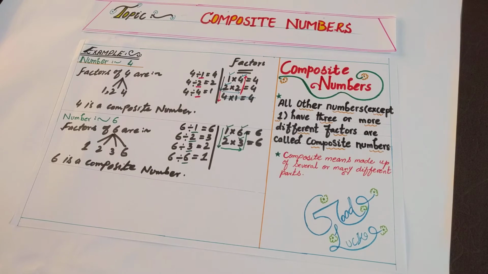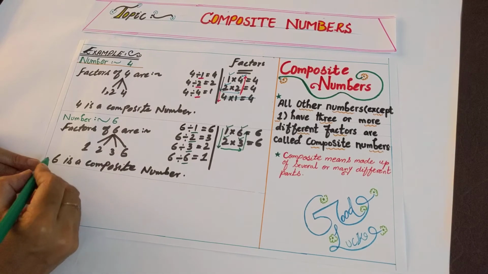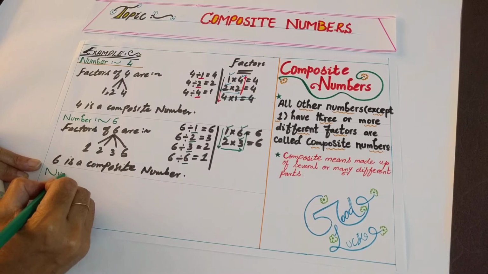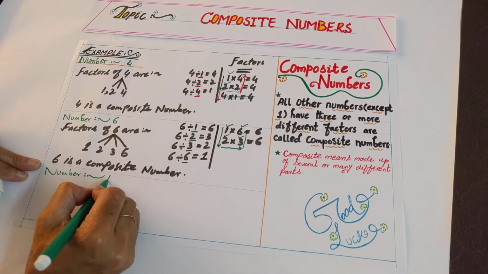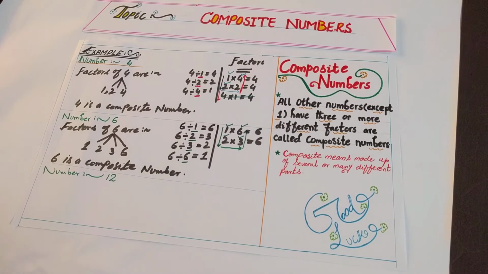Very easy and very simple. You just have to find out the factors of the given number. Let's check one more number. I am going to take the number, for example, 12. Let's check the number 12.